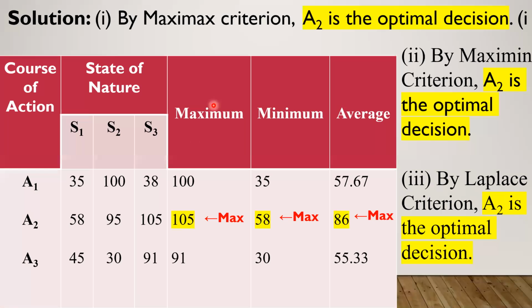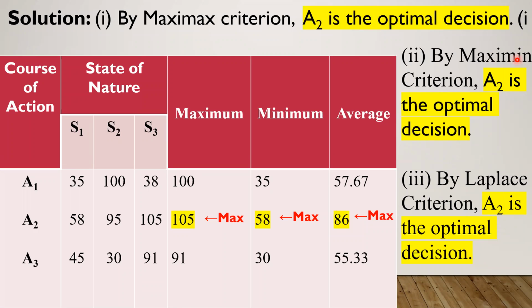Again, I will revise. So first of all, let us see Maximax. This is the table given to you. So prepare a column for maximum. Out of these payoffs, what is the maximum value? Out of 35, 100 and 38, the maximum is 100. Out of 58, 95, 105, the maximum is 105. And from here, 91. Out of these maximums, again select the maximum. So that is 105 and it is for A2. So therefore, by Maximax criterion, A2 is the optimal decision or the best decision.